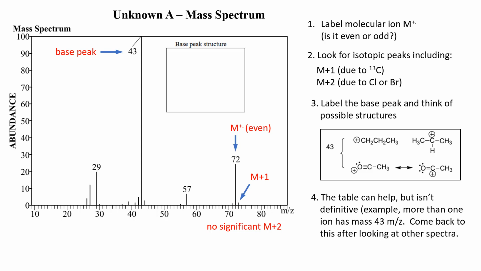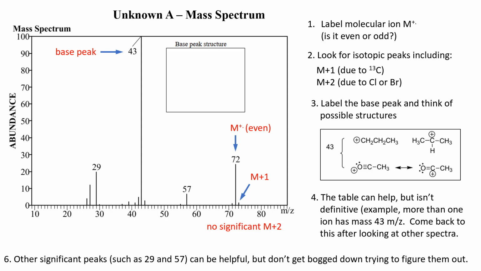You might also get some information out of the peaks at 29 and 57. These can be helpful, but don't get bogged down trying to figure them out. The peak at 29 could be an ethyl group, for example. The peak at 57 could be a butyl group, but don't try to figure out every peak in the mass spectrum. You'll be frustrated. Try to quickly size up the molecule from the mass spectrum and then move on to your other spectra. You can always come back to the mass spectrum later.